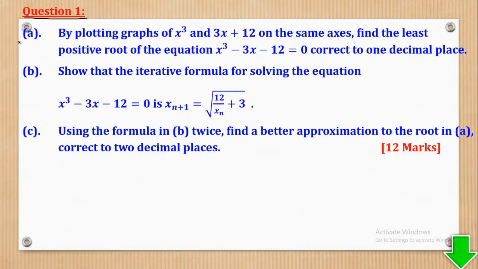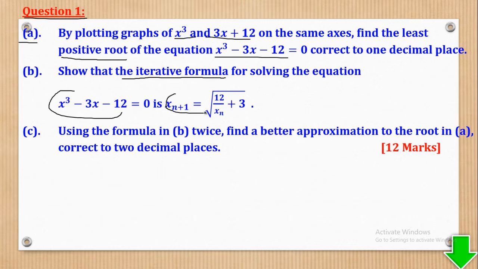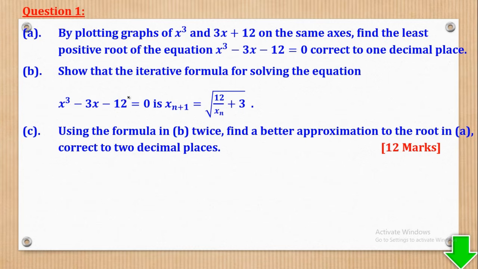Question 1 says, part A, by plotting graphs of this and this on the same axis, find the least positive root of the equation, correct to 1 decimal place. Then part B, they said, show that the iterative formula for solving this equation is this. I think you realize that here they just said iterative formula, and also this is a polynomial, meaning you can use the method of general form iterative formula. So let's first do part A and we'll see how part B is done.